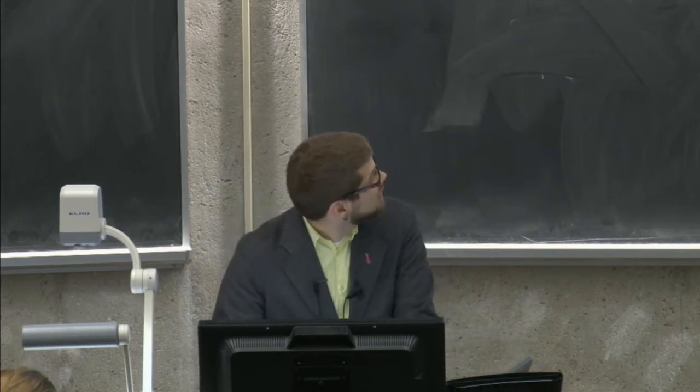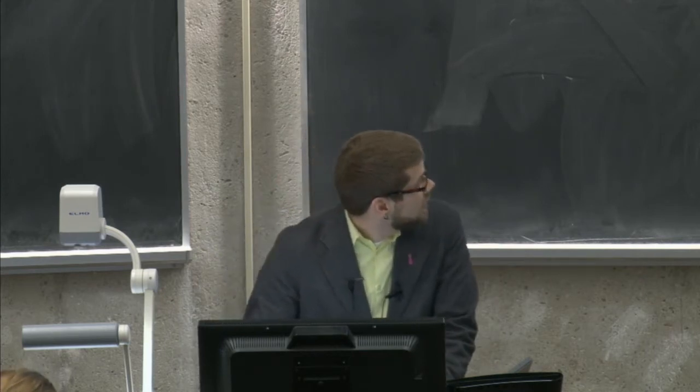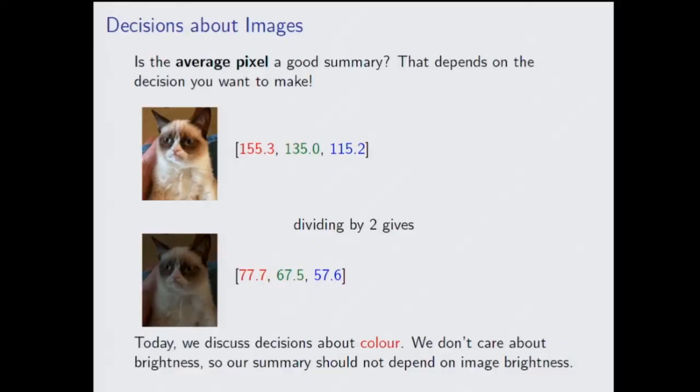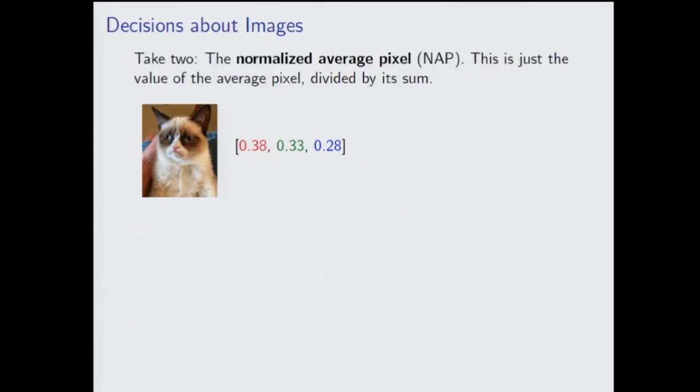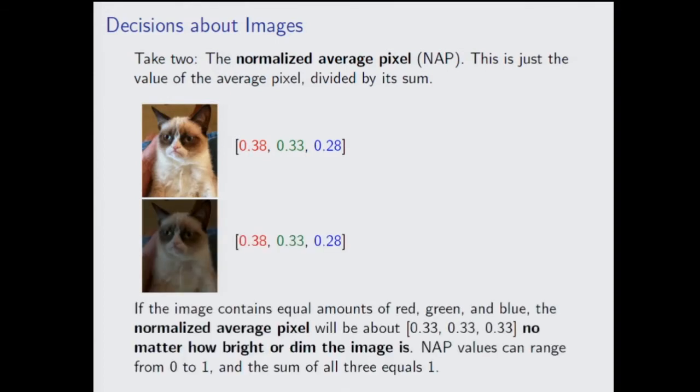So we're going to do one last step, since we're today only going to talk about deciding about color. Now, the last step we're going to make is, instead of using the average pixel, I'm going to use what's called the normalized average pixel. Actually, I made that up, but that's what we're going to call it. So all it is, is the average pixel divided by its sum. So before, the average pixel of Grumpy is 155, 135, 115.